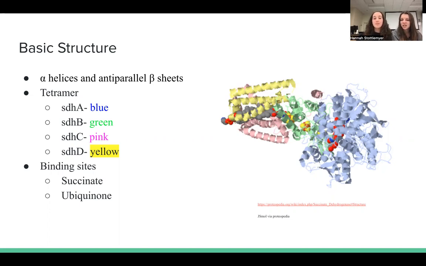And succinate dehydrogenase also has two binding sites. They're a little bit hard to see, but they're the gray and red and blue balls in between the subunits. And so there's one binding site specific for succinate and one specific to ubiquinone.